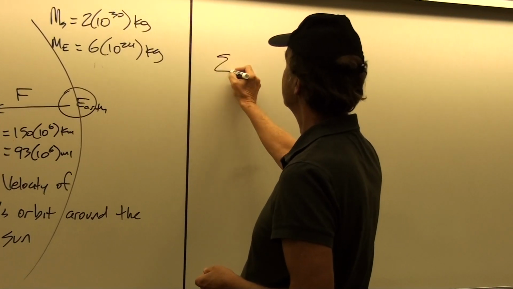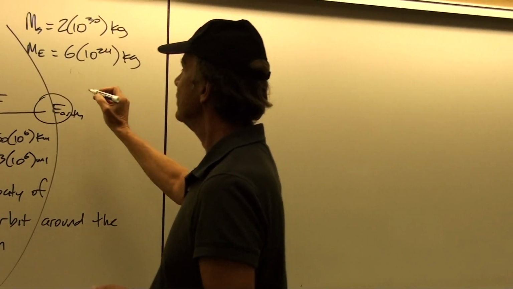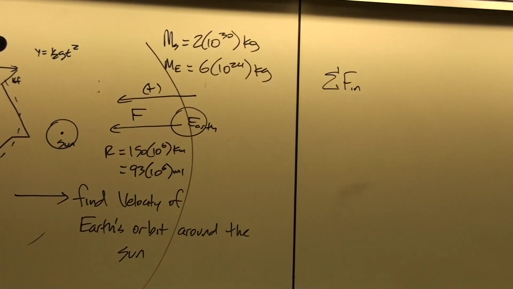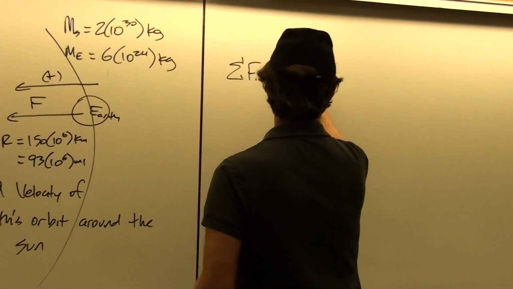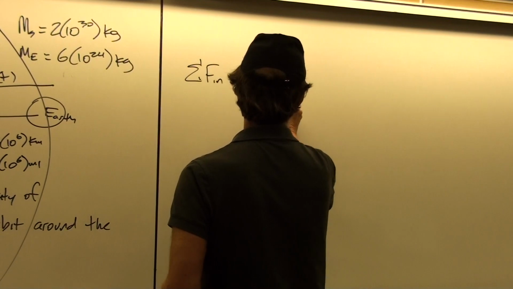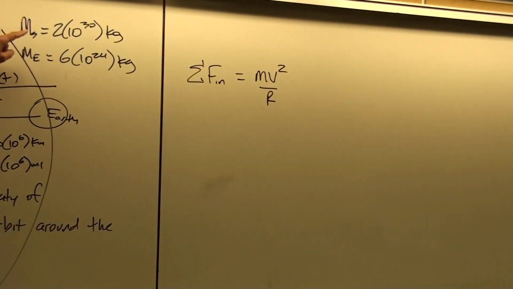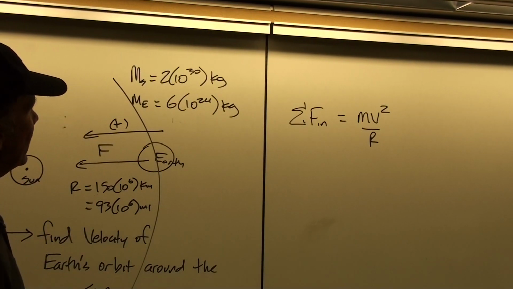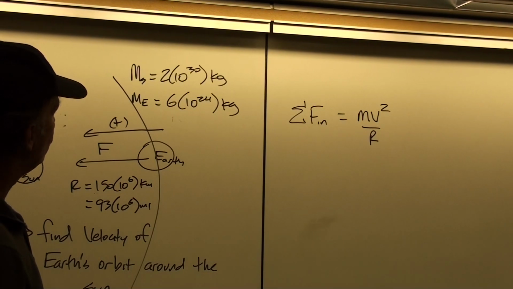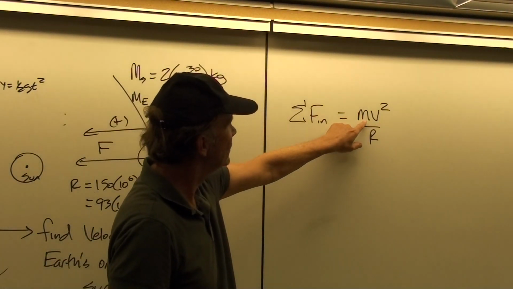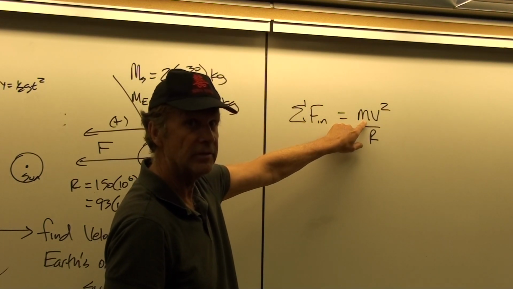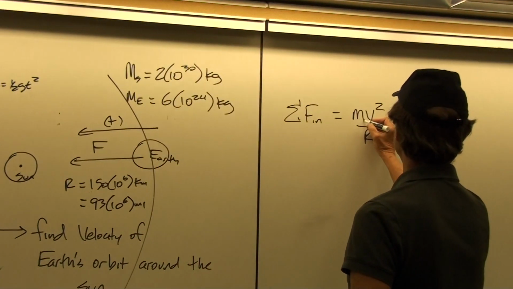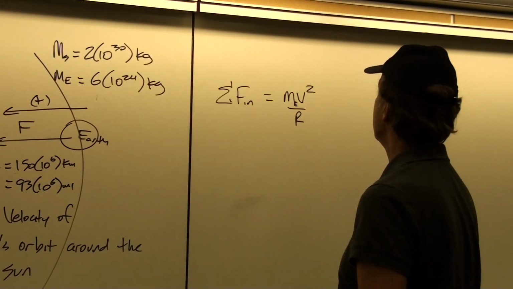And so we can say that the sum of the inward forces, inward being toward the center of spin, which in this case is from the Earth toward the Sun, equals mv squared over r. But which m? Is it the Sun's mass or the Earth's mass? Well, if you think about it for a second, you'll realize that what is moving here is the Earth. That's what's feeling the centripetal force from the Sun. So this must be the Earth's mass.